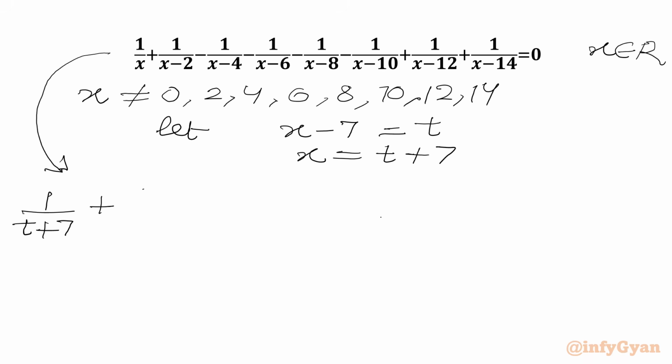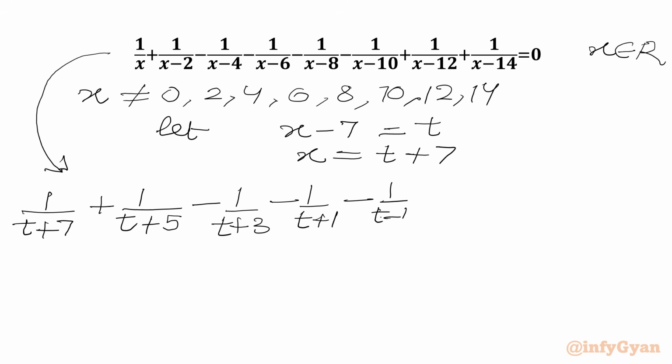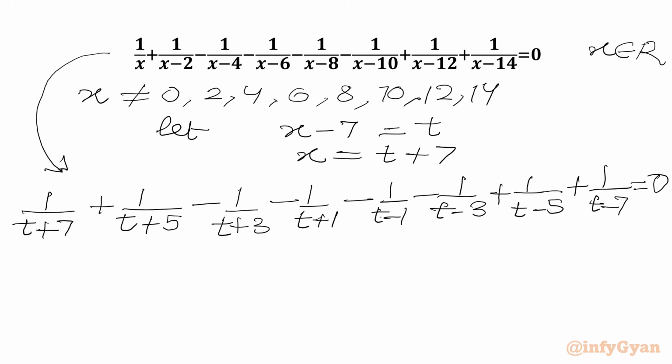plus 1 over x minus 2, which is 1 over t plus 5, minus 1 over x minus 4, which is 1 over t plus 3, minus 1 over t plus 1, minus 1 over t minus 1, minus 1 over t minus 3, plus 1 over t minus 5, plus 1 over t minus 7, and RHS is 0. Now we'll rewrite our equation.